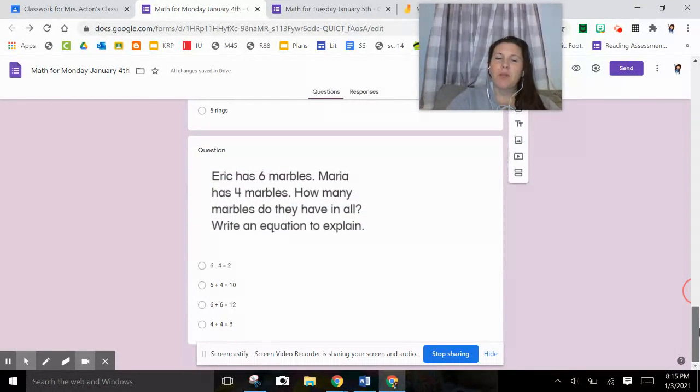And then this last one, I'm not going to show you how to do this one because it's super easy. It says Eric has 6 marbles, Maria has 4 marbles. How many marbles do they have in all? That one you just have to read through, figure out if you're adding or subtracting those two numbers, and find that answer. That one's super easy.